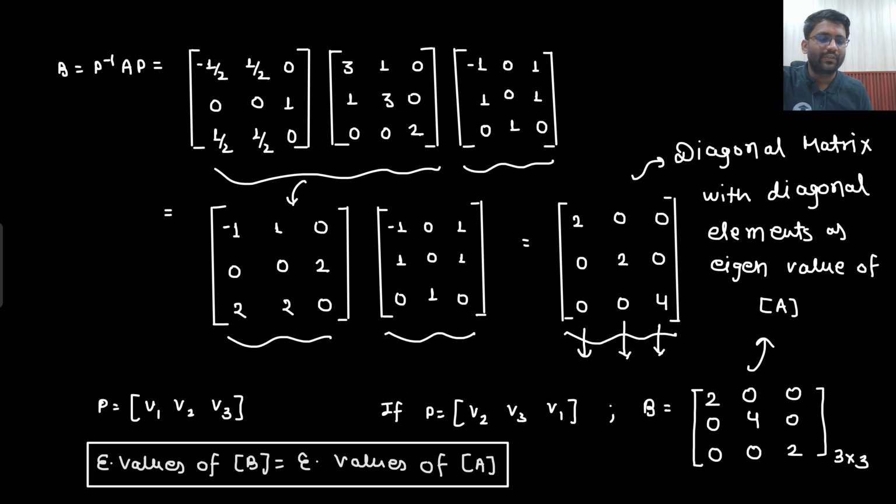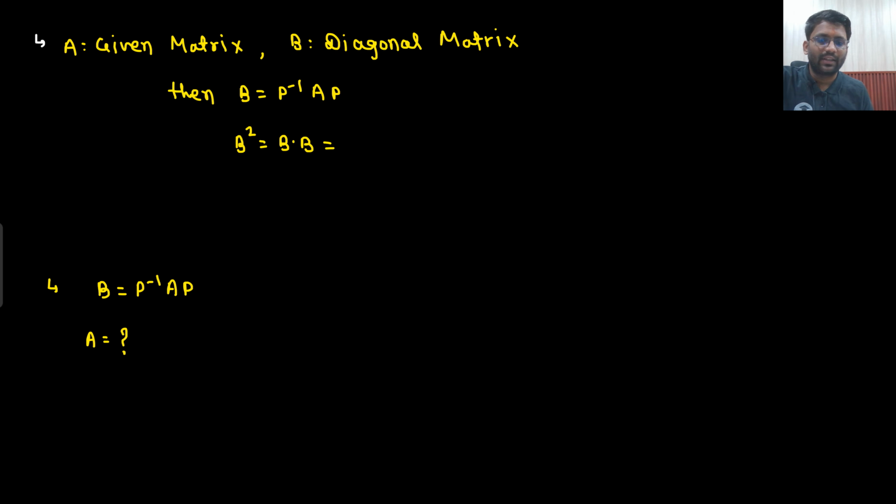So what we have done, we have studied diagonalization. I guess now there are questions only. So what is given? Matrix A is given and matrix B is the diagonal matrix. What will B square be equivalent to? You need to find that out.